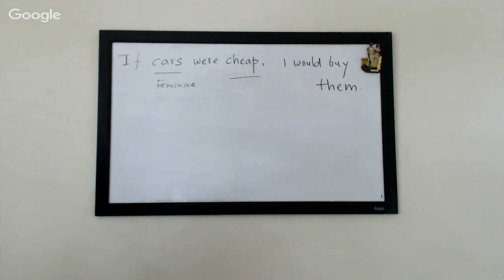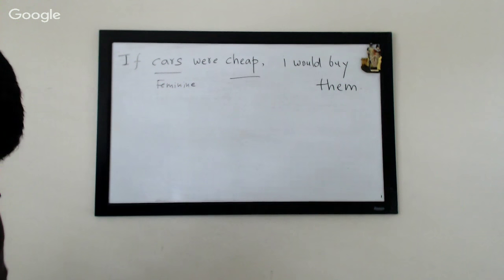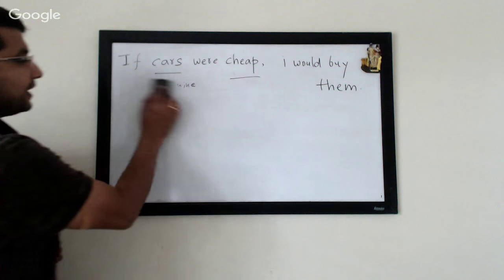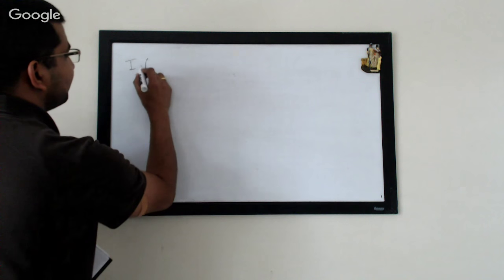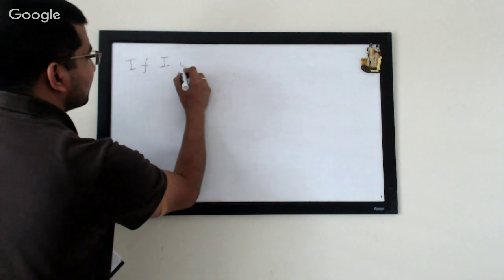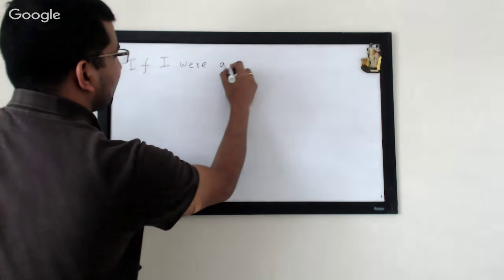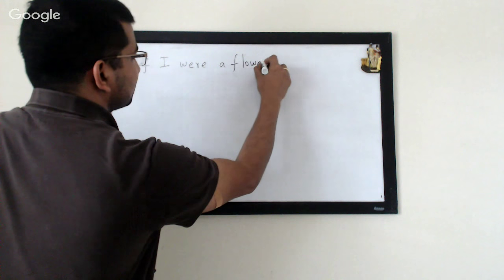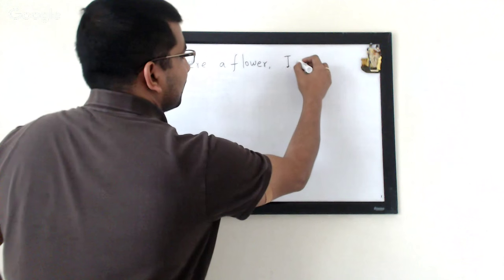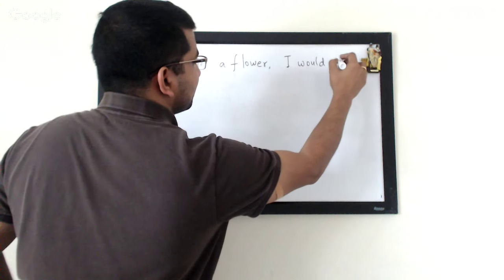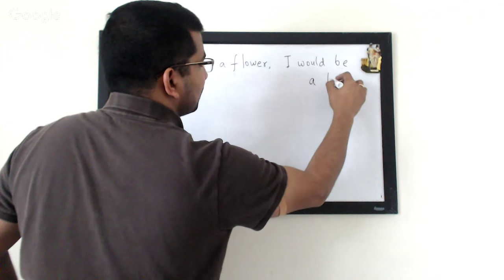We still have time, so I'm going to give you some more examples. So that way, by the end of this, you will be very good. Okay, now let's take different forms. If I were a flower, I would be a lotus.